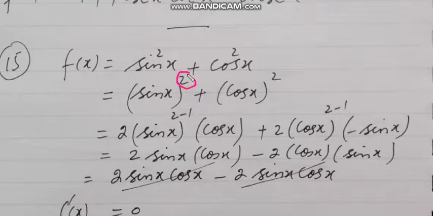So first of all, we have applied the power rule: 2 as it is, reduce the power by 1, this power by 1, then the derivative of the trigonometric function, that is the derivative of this, and the derivative of the angle, and the derivative of the angle will be 1.